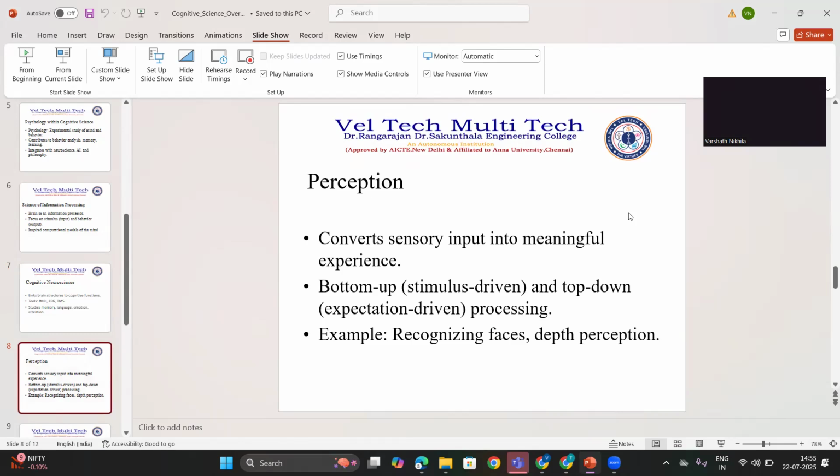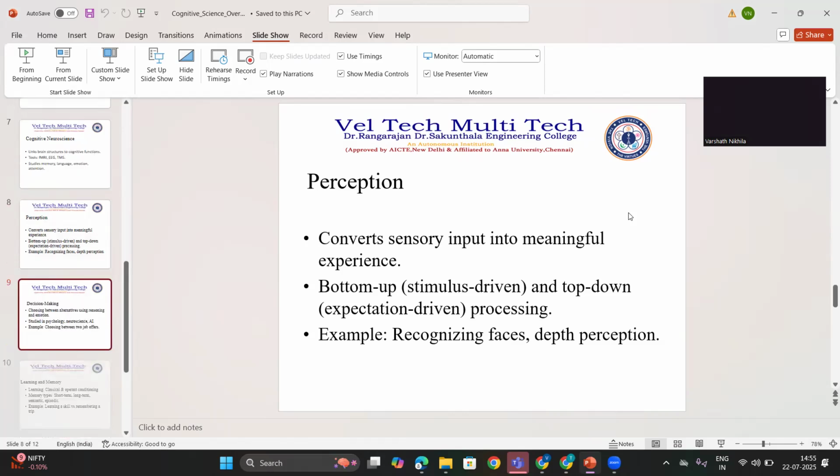The first one is perception. Perception converts sensory input into meaningful experience, through bottom-up and top-down processing. For example, recognizing faces and depth perception.